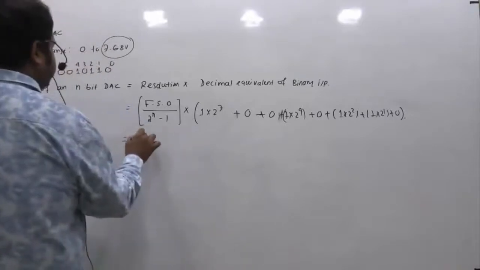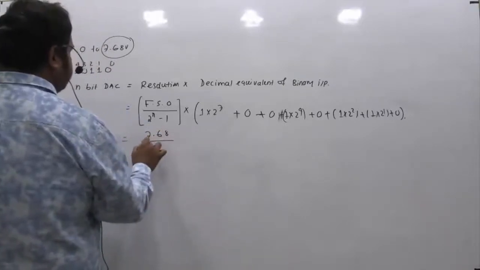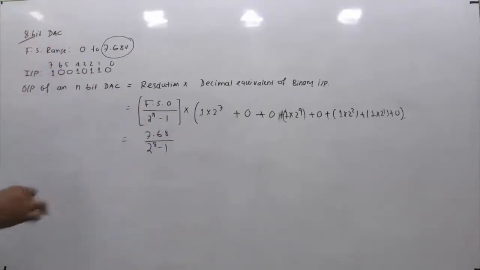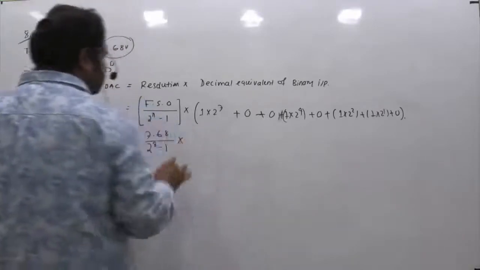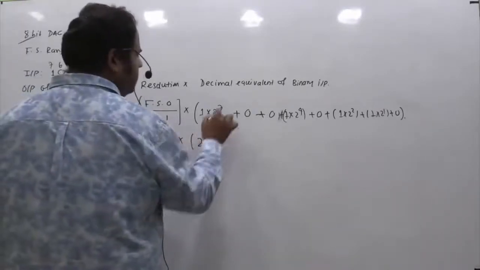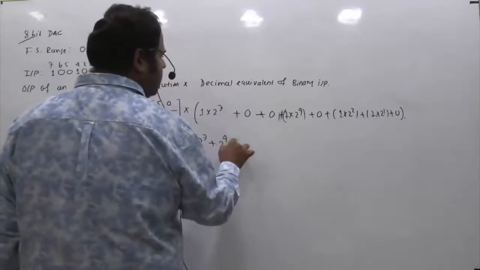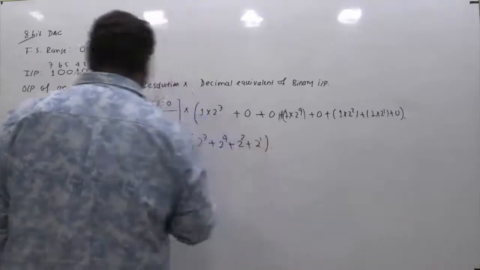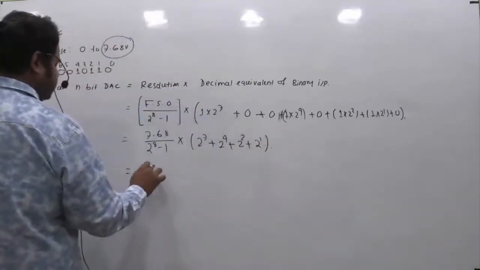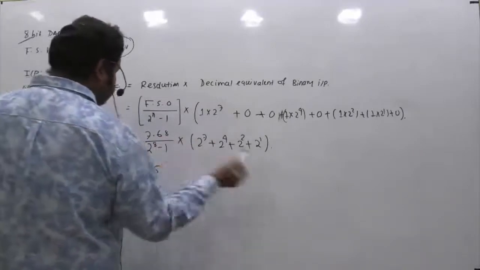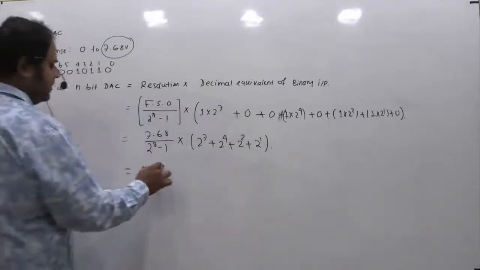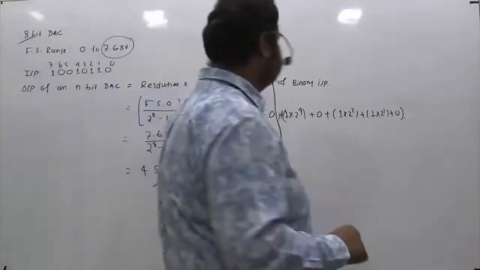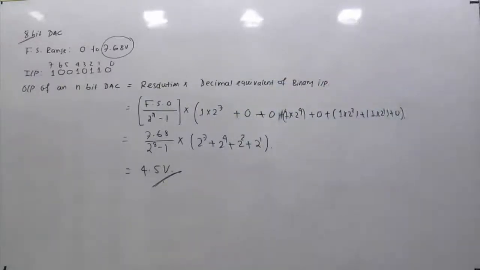So full scale output is given here, 7.68 divided by 2 raised to power 8 minus 1. The n is indicating the bit size, which is 8 in this case. This into 2 raised to power 7 plus 2 raised to power 4 plus 2 raised to power 2 plus 2 raised to power 1. Okay, take a calculator and simplify this. So this answer is coming something like 4.52, but up to 1 decimal place they are asking. So the final answer will be 4.5 volts. So it's a very regular, straightforward question. The answer is 4.5 volt for this.